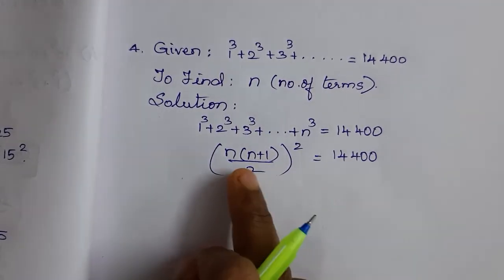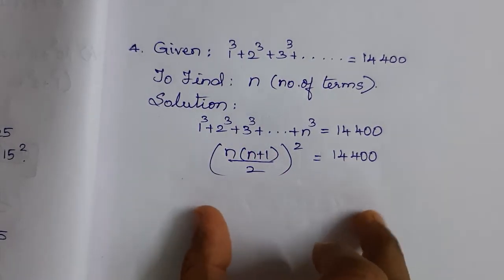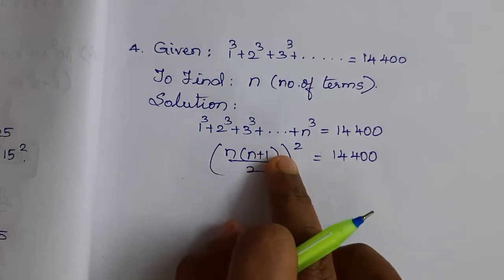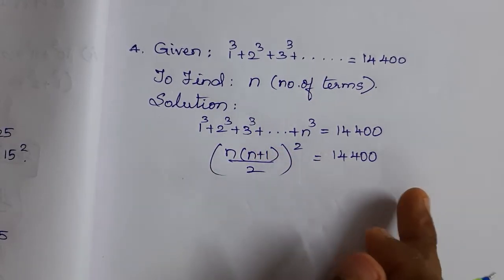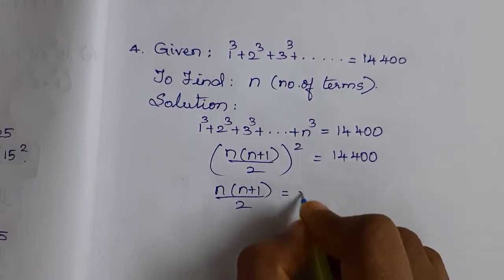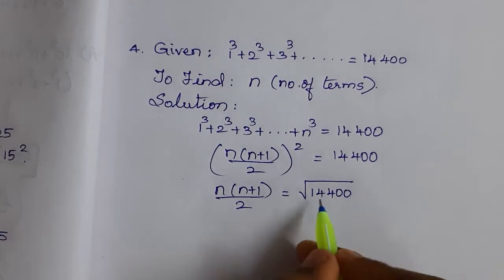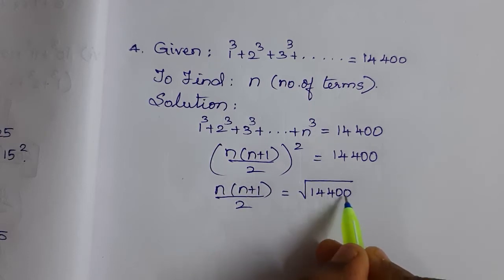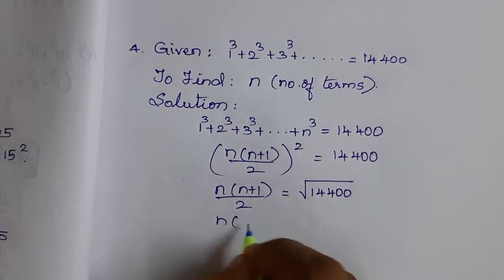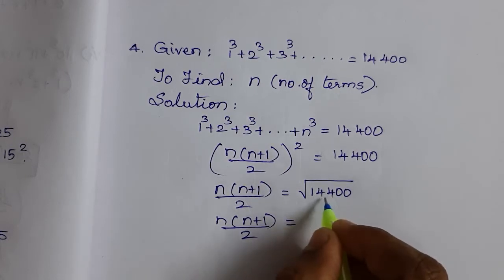In this case, I need to find the value of n. So I have to bring it to the form of an equation in terms of n. I'll take the square to the other side, where it will become the square root. So n(n+1)/2 is equal to the square root of 14,400. Now this 144 is nothing but the square of 12, and instead of 2 zeros, when you take it out of the square root, it becomes 1 zero. So n(n+1)/2 is equal to 144 is the square of 12.